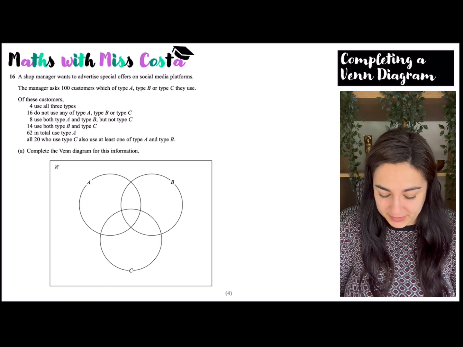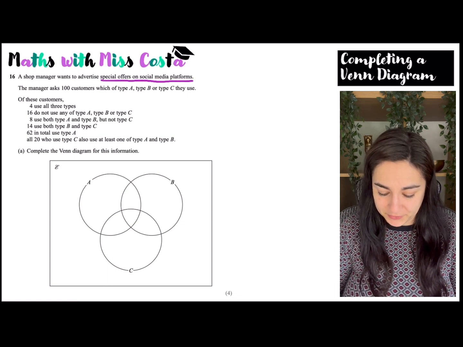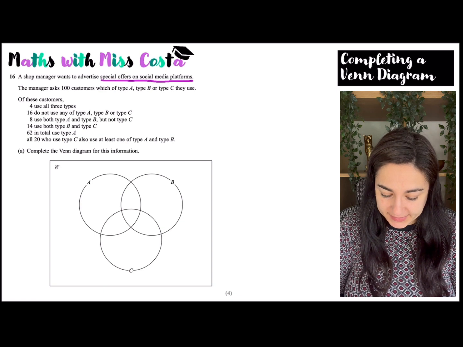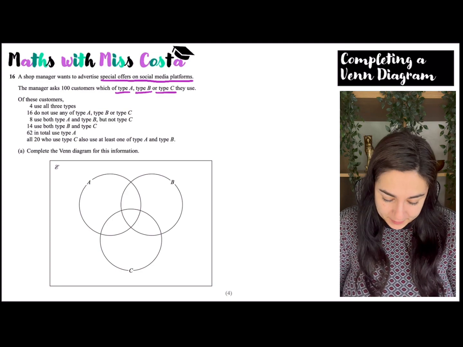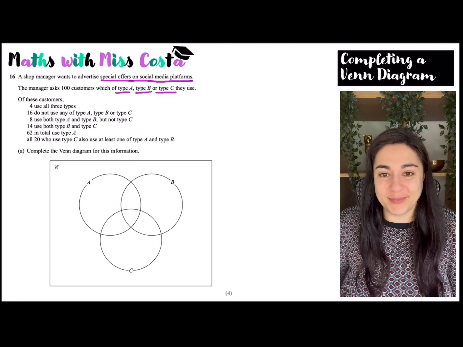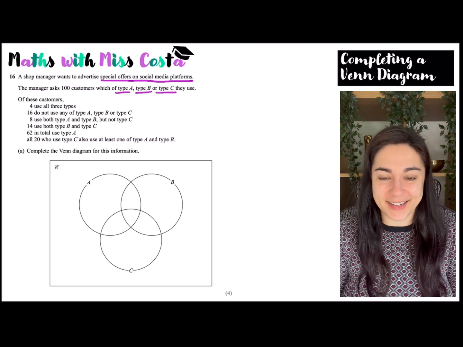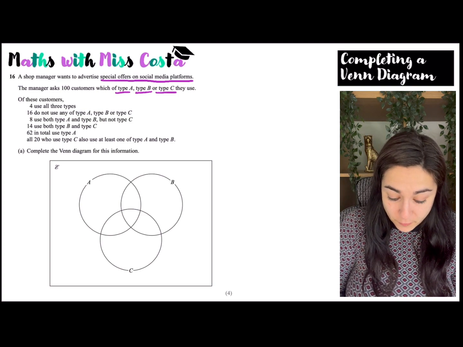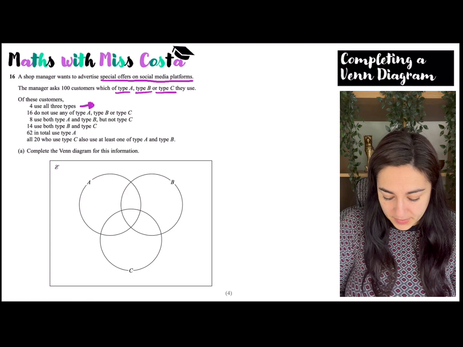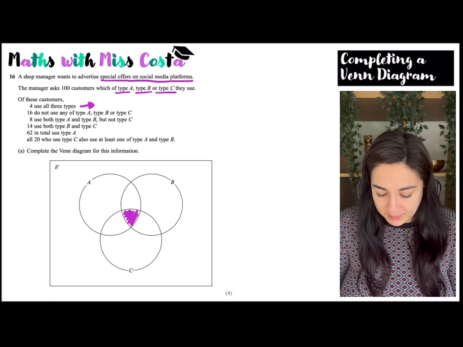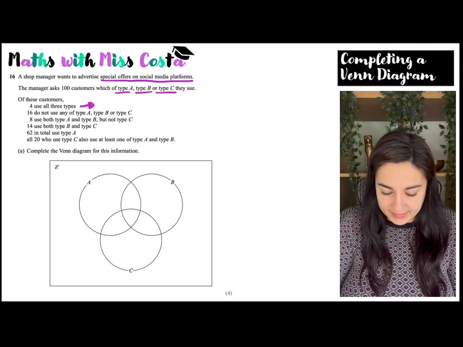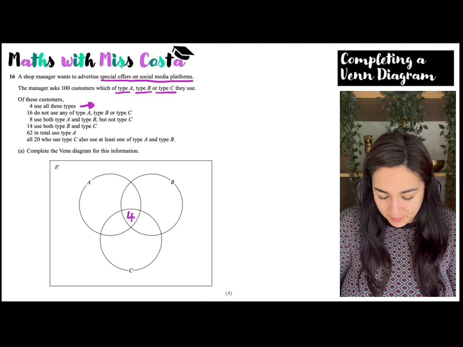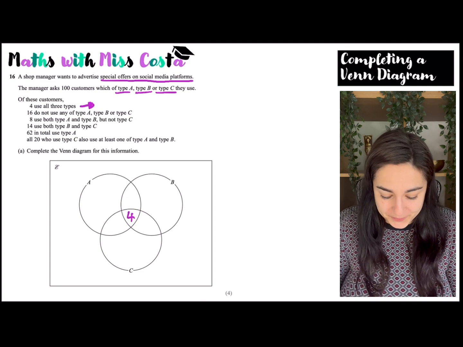A shop manager wants to advertise special offers on social media platforms. The manager asks 100 customers which of type A, type B or type C they use. Of these customers, 4 use all 3 types. So there's my first piece of information that I can put into the Venn diagram. If something uses all 3, it has to be at the intersection where all 3 circles intersect. So I'm going to put my first piece of information in the middle.